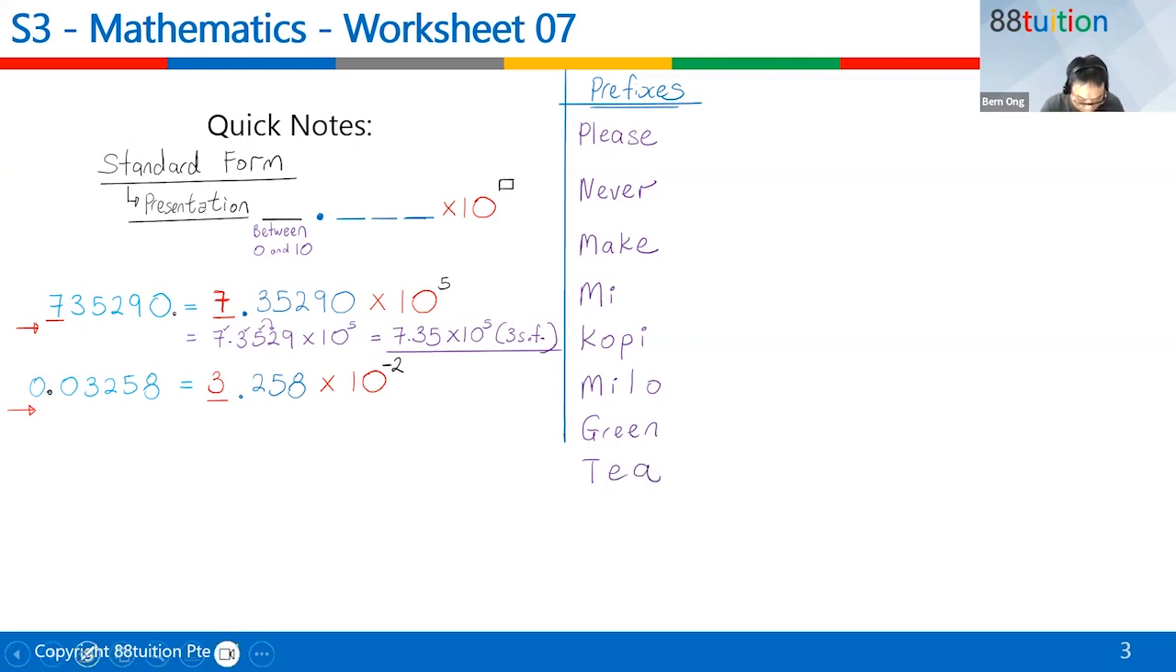Can I trouble you to remember this weird phrase for me? Please never make me kopi Milo green tea. Please never make me kopi Milo green tea. Why must you remember this weird phrase? Because this phrase will bring out the importance of your prefixes. In between, for the ones on top, you do a separator like that.